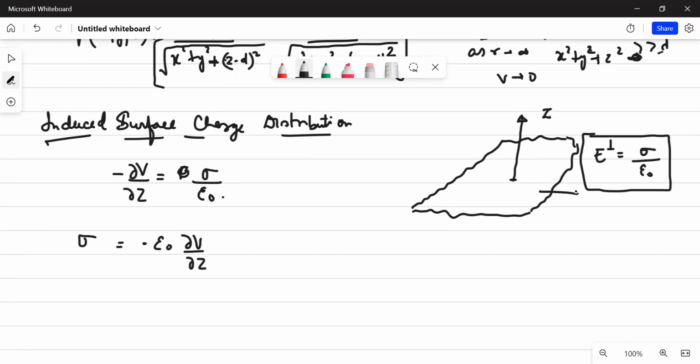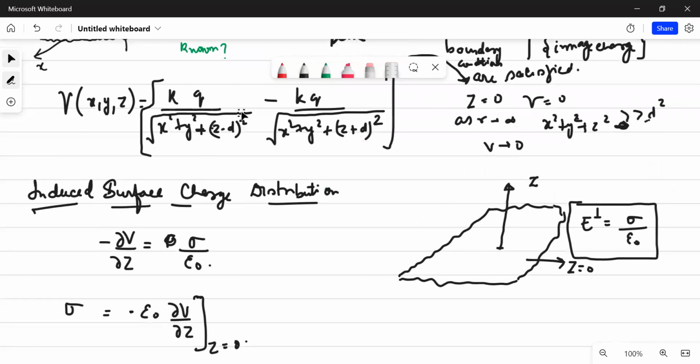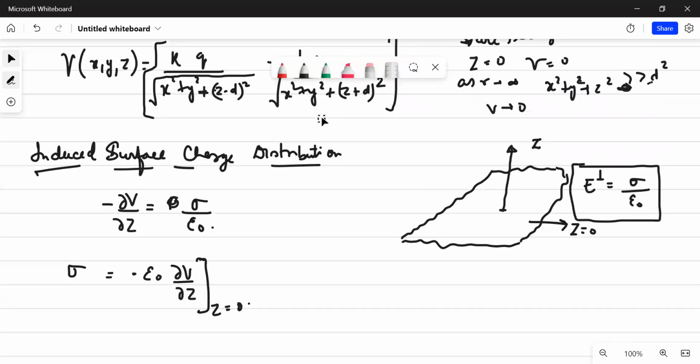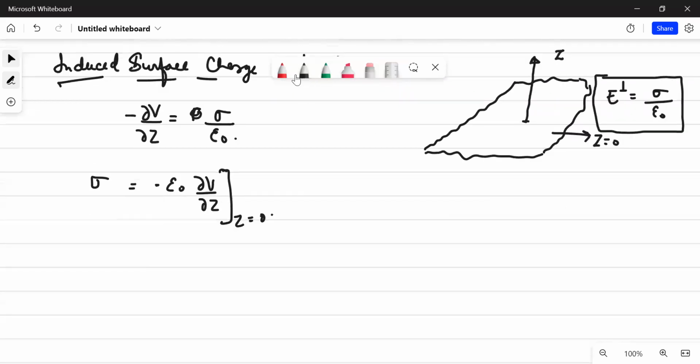And just outside means we are on what plane? We are on the Z equal to 0 plane. So at Z equal to 0. Is that clear? And I know that potential as a function of x, y, z is given to us. So if we differentiate partially with respect to z, what will I get? I will simply get sigma equal to minus epsilon naught.